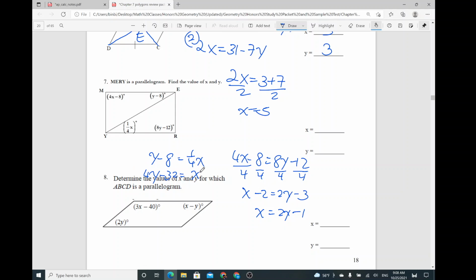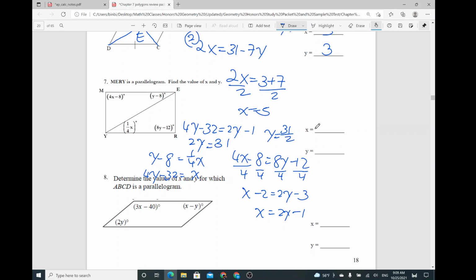So again, for the x, we can just set 4y minus 32 equals 2y minus 1. Subtract 2y from both sides, so we get 2y. Add 32 to both sides, so we do have 31. So solve for y, so y equals 31 over 2.